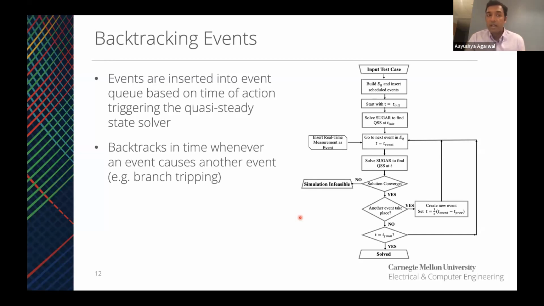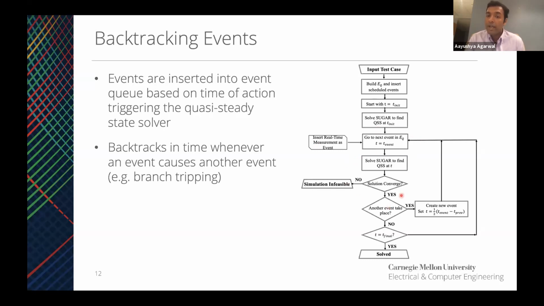So the way this entire algorithm works is we first build what's known as an event queue. This is just a queue prioritized based on when the event will occur. And we insert scheduled events such as redispatches that we know will happen every 5 or 10 minutes. And SUGAR, which is our governor power flow framework, initially starts with a quasi-steady state at the first time step, then progresses through each event and solves the quasi-steady state at each event.